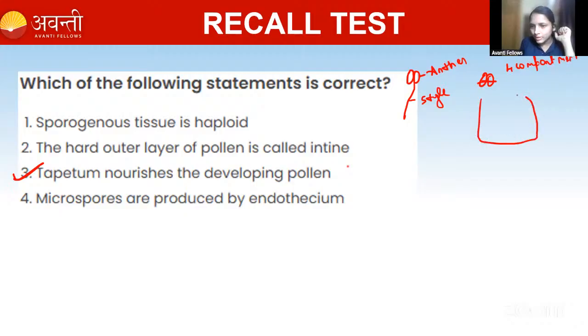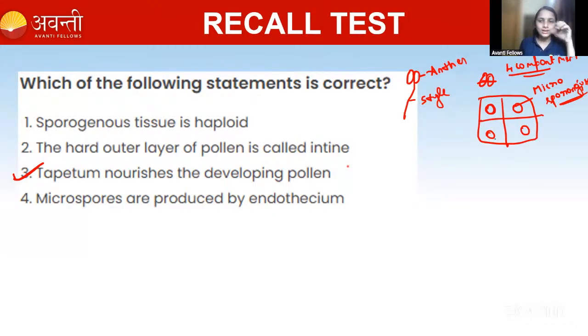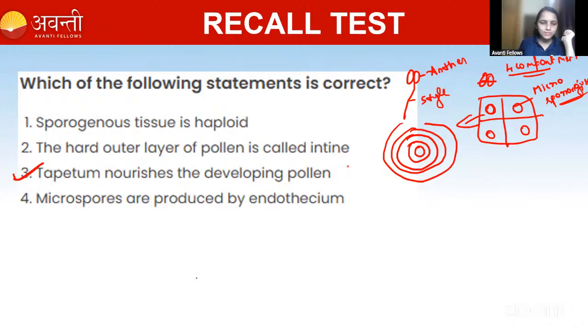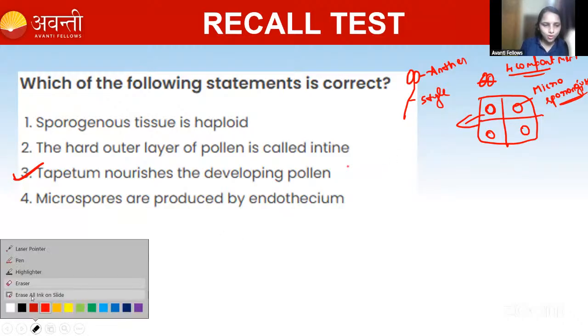In this, you can see it will look like this, right? Four compartments are there. Inside, it has the microsporangium, right? How many microsporangia are there now? Four. Four microsporangia are there, right? And if I take this microsporangium, it is covered by four layers, right? Which are those four layers, guys? Can anyone tell me in the chat box? Which are those four layers which cover the microsporangium?